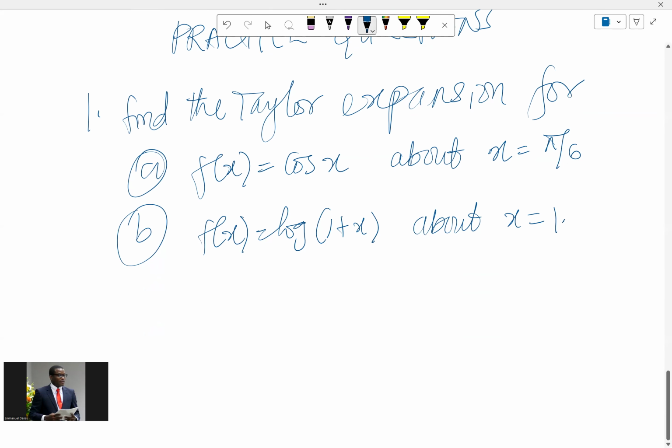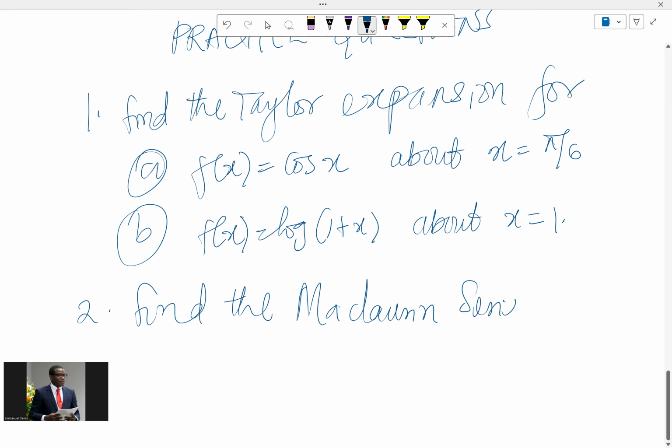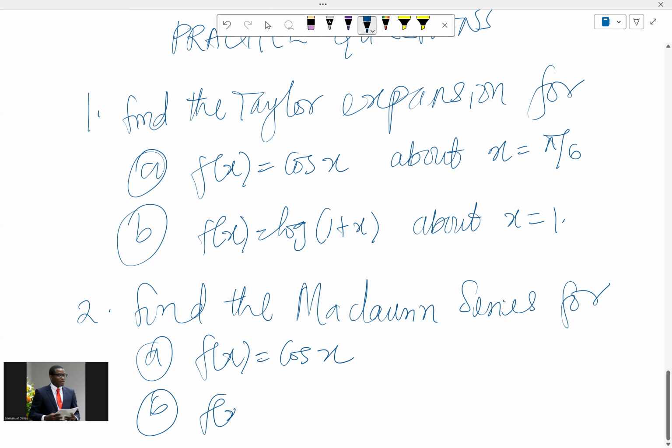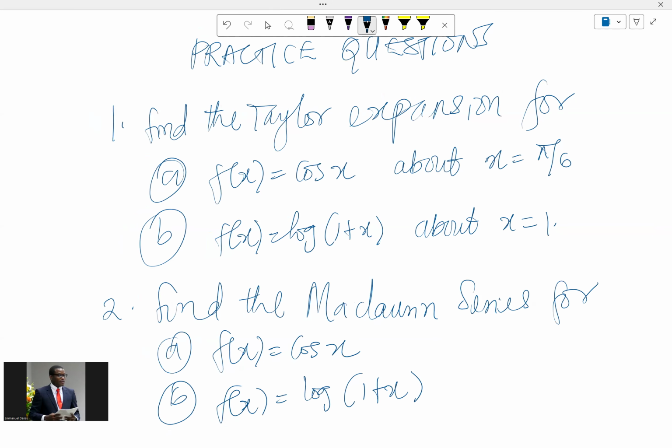Then question 2, find the Maclaurin series. Whether I say expansion or series, never mind, it's the same. Find the Maclaurin series for, I don't have to say x equals anything because we just know x is 0, for a, f of x equals cos x, and b, f of x equals log 1 plus x. In the next video, I'm going to give the Taylor expansion or Maclaurin expansion for some kinds of functions. So watch out for that.